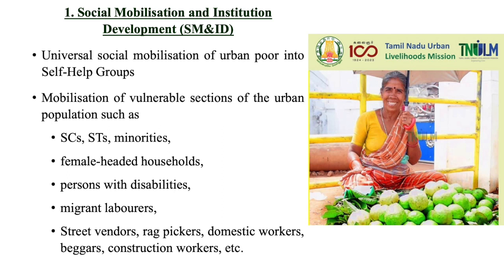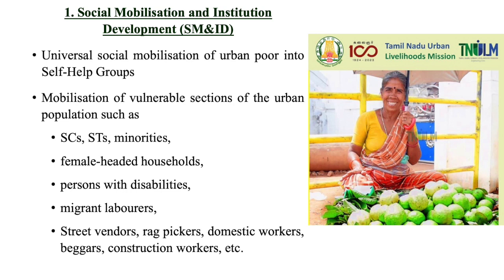This mission envisages universal social mobilization of the urban poor into self-help groups and their federations. At least one member from each urban household, preferably a woman, should be brought under the self-help group network in a time-bound manner. These groups will serve as a support system for the poor to meet their financial and social needs. Normally, women's self-help groups will be formed; however, male self-help groups of handicapped persons will be allowed to be formed under this mission.